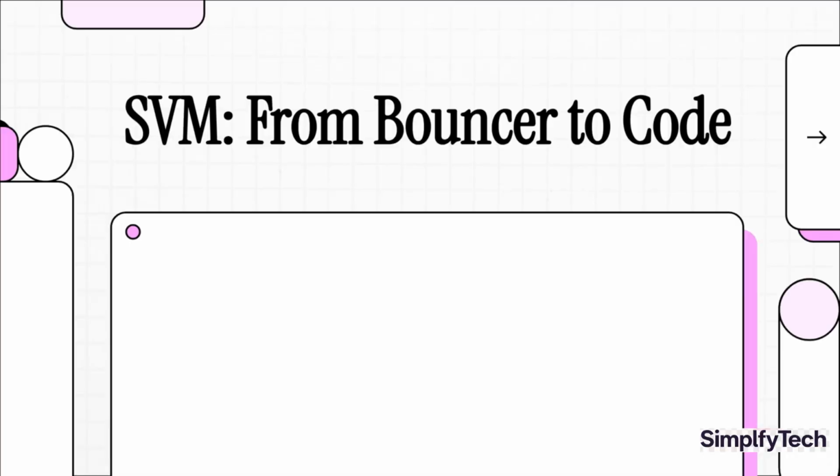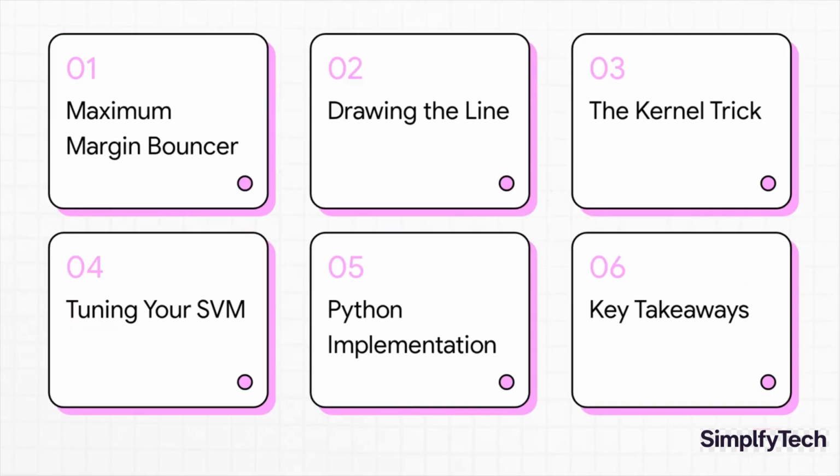All right, welcome. Today we're going to tackle one of the most elegant and, honestly, one of the most powerful algorithms in all of machine learning, the support vector machine, or SVM. We're going to break it all the way down from a super simple real-world analogy right into a full-blown project with Python code. So, here's the game plan for this explainer.